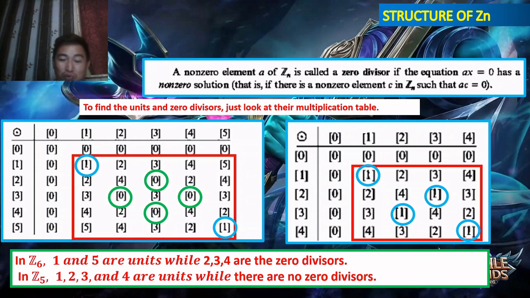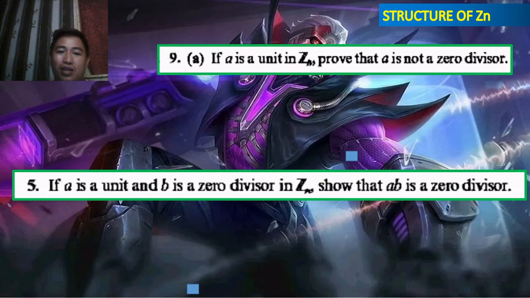So sa Z7, sa tanang primes walay zero divisors. Puro sa sila units tanan. Katong mga greater than zero nga positive, nga less than n. Tama? From 1 to n minus 1 class nga classes sa Zn. Okay? So, mag-prove na ta class.